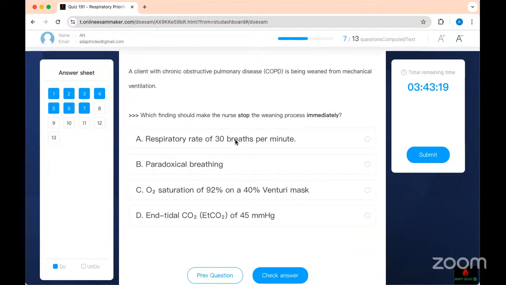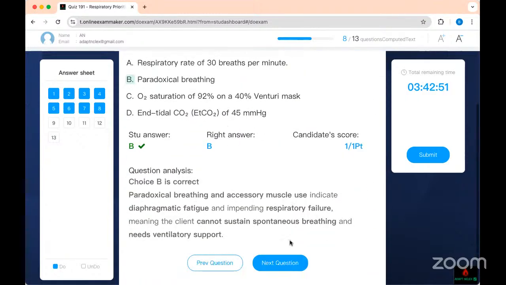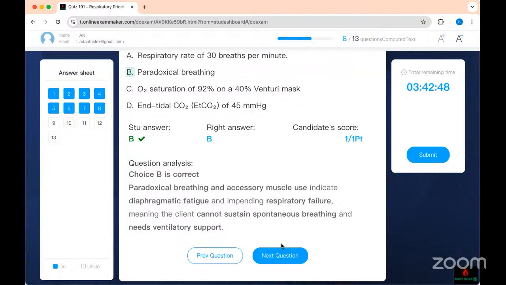A respiratory rate of 30 is not bad, right? A patient being weaned is going to be anxious, right? Paradoxical breathing means you're tired. You're going to have respiratory failure. Venturi mask 92, that is the precise amount of oxygen. It's a COPD patient, it's fine. And end-tidal CO2 is 45, so it's not retaining. Therefore, this is your right answer. Paradoxical breathing is bad. It means diaphragmatic fatigue and the individual will go into failure.